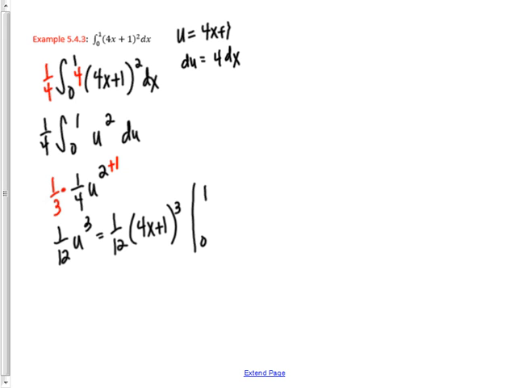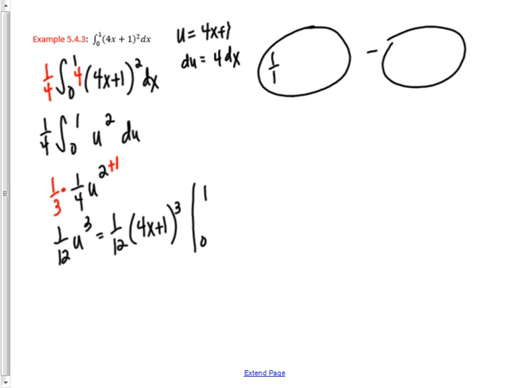Alright, so I've got to move. I need plenty of room to do this math. Alright, so in the first circle, I'm going to plug in 1. Okay, and in the next one, I'm going to plug in 0. Don't say that the whole thing zeroes out, because it won't.